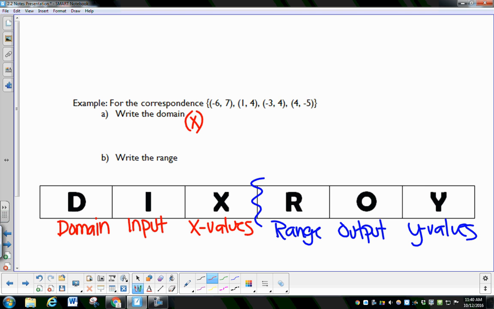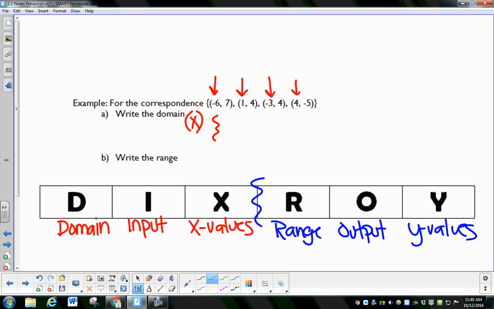Okay, so when it asks for domain, it asks for what can x be? Well, if I have a list of points, there's only a few things x could be. X in this case could be -6, could be 1, could be -3, or it could be 4. Now, since we just have a list here, let's write these in roster notation.